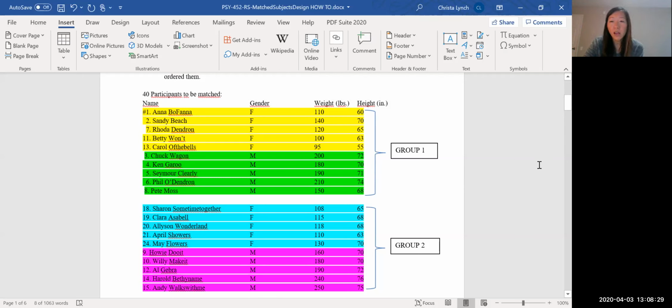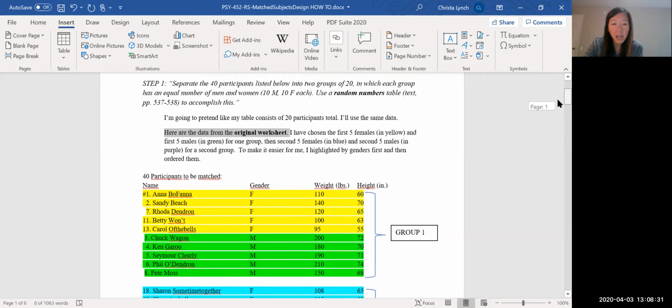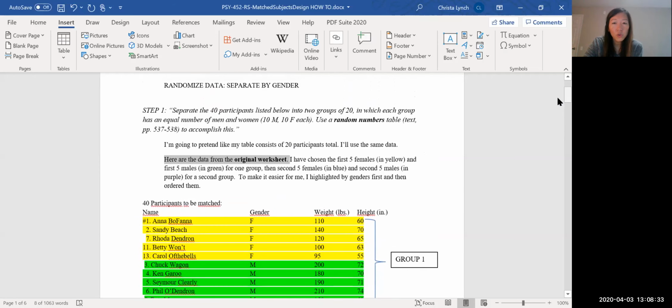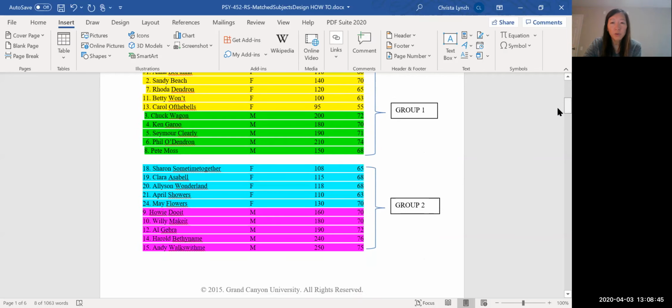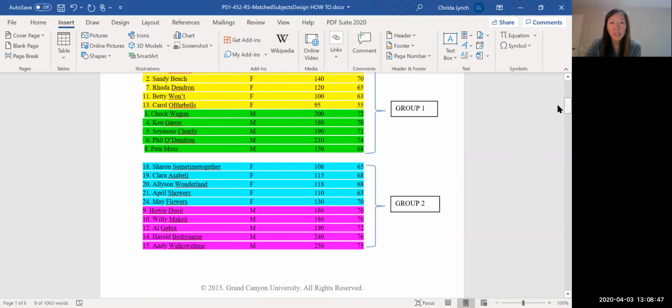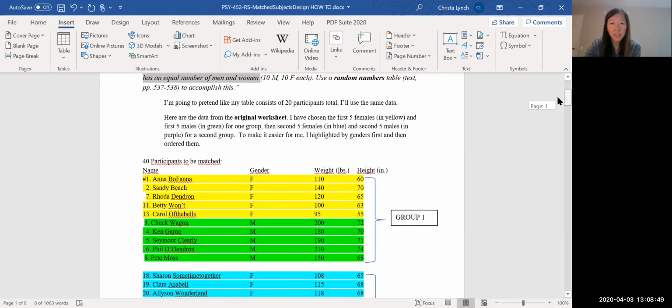Anyway, so the first step they said is to put in each group an equal number of men and women. All right. So I did that. So I have 2 groups, group 1 and group 2. And because I only have 20 participants, I'm going to have 5 females and 5 males in each group.